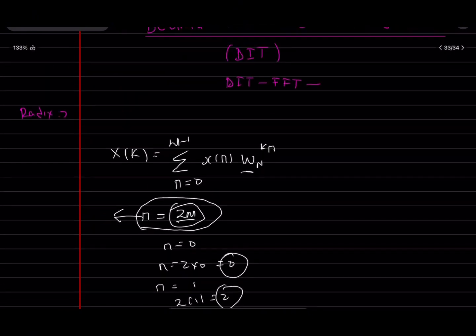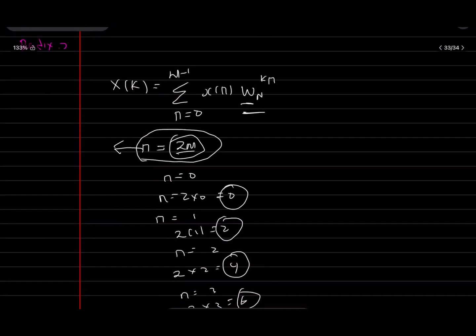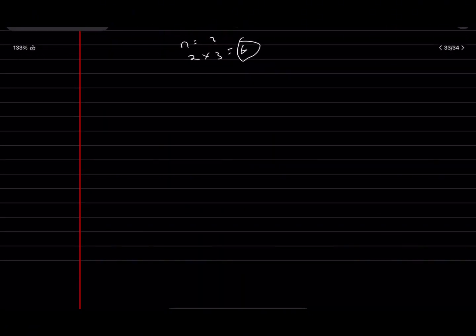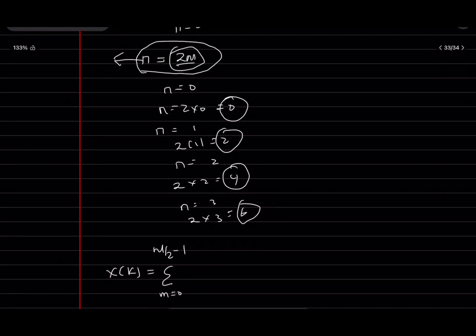So instead of writing the general formula like this, we can also write the general formula as X of k equal to the summation of m equal to 0 to N over 2 minus 1. And I wrote N over 2 minus 1 because if we have N equal to 4, of which the samples is 4, it can be, let's say, 0, 1, 2, 3.